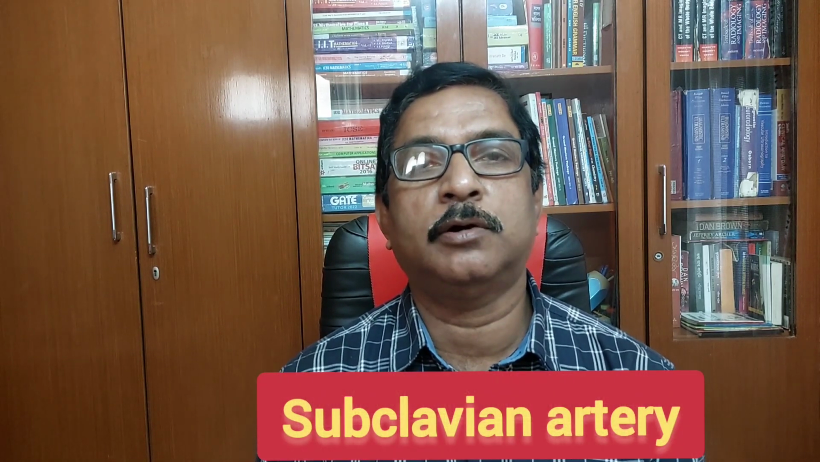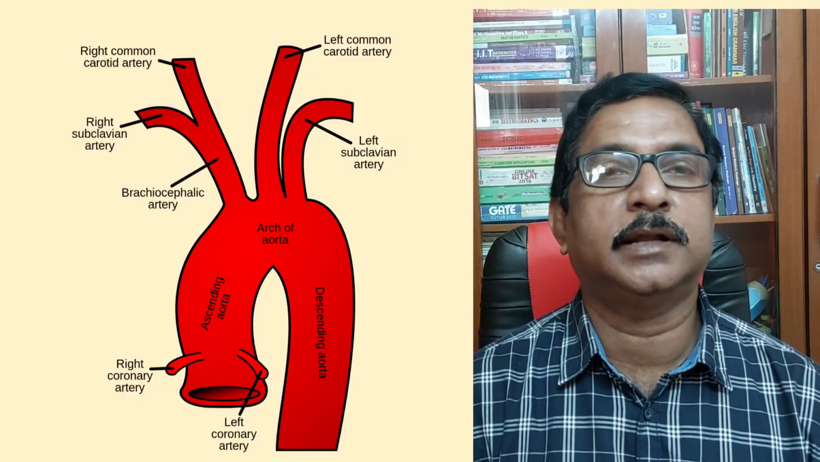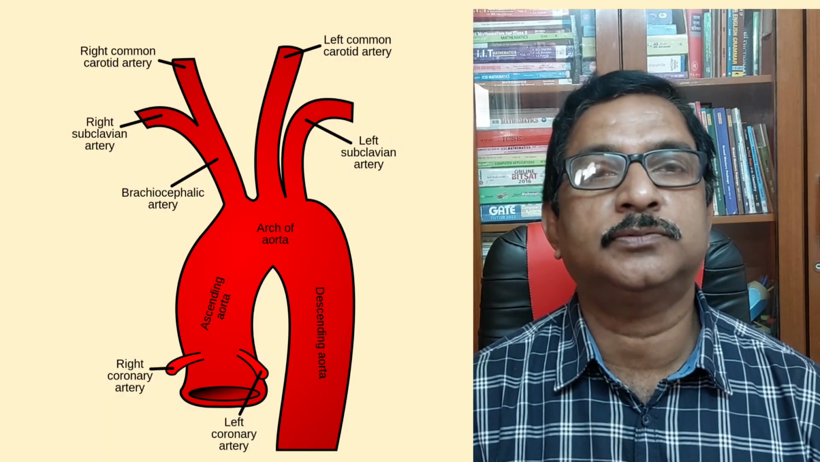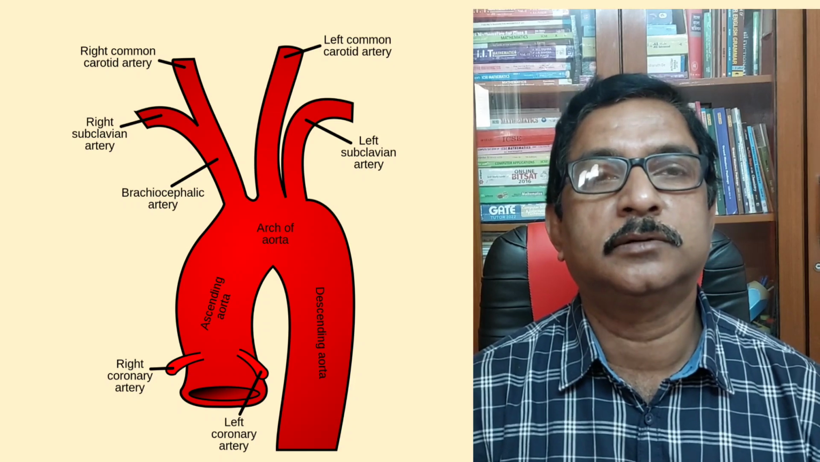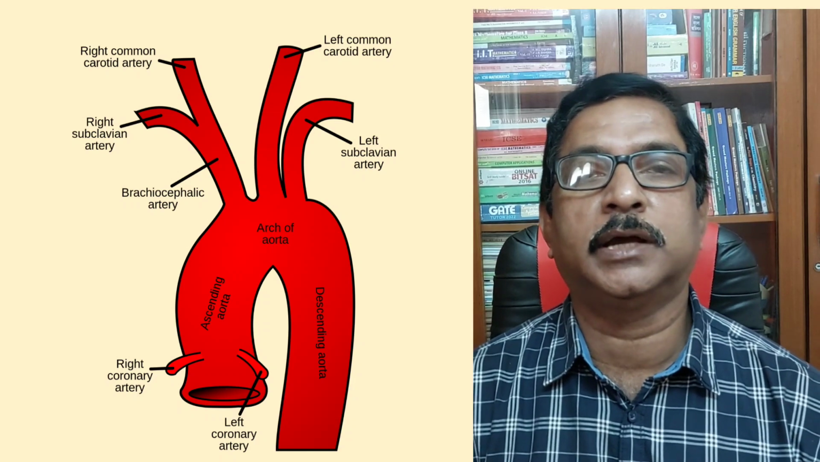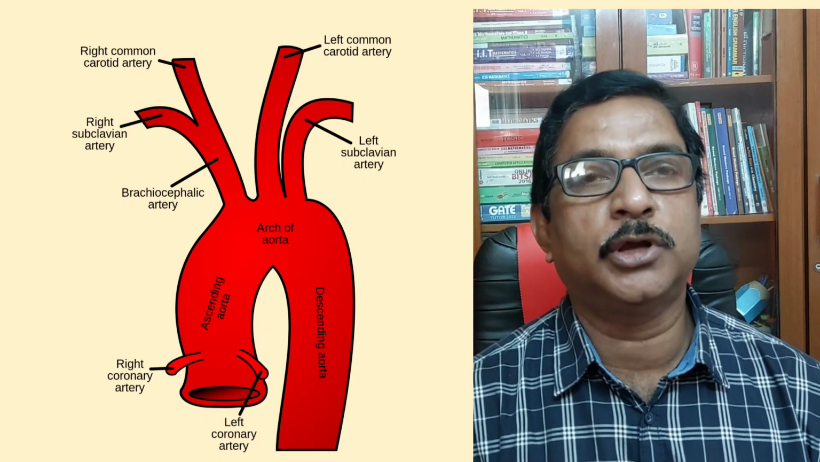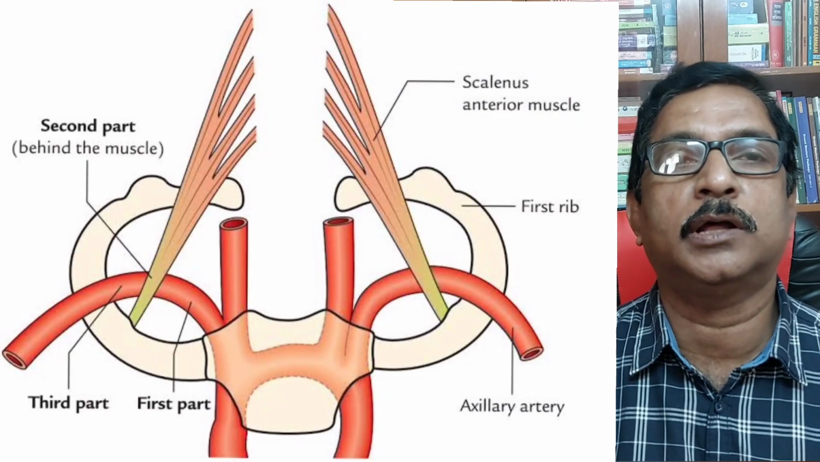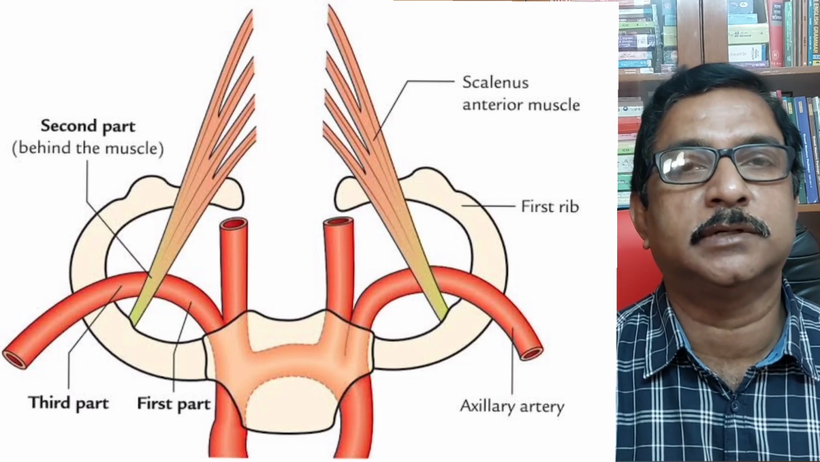You know, the subclavian artery is a branch from the arch of the aorta on the left side, and the right subclavian artery is a branch from the brachiocephalic trunk. Whatever may be the source of origin, either the arch of the aorta or the brachiocephalic trunk, the subclavian artery has three parts. What are the three parts? The first part starts from its origin up to the medial border of the scalenus anterior muscle.